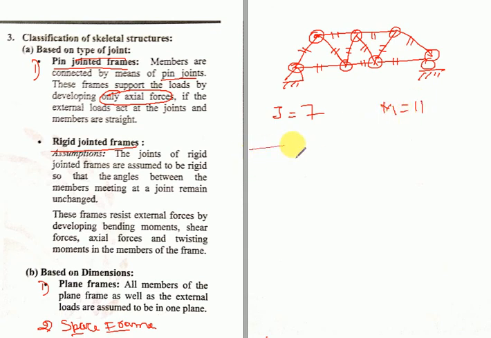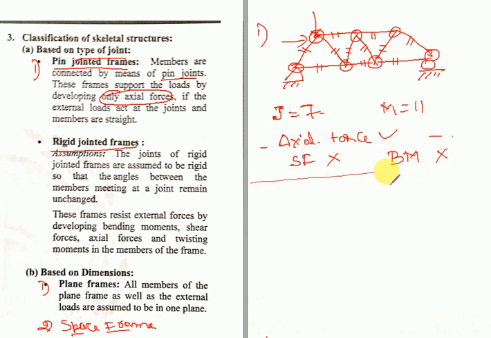But the point you need to remember here is, in case of these pin jointed frames, the load is applied only on the joints, and when the member is straight, only axial force is generated. In this first case, only axial force is generated, but shear force is not present and bending moment is also not present. That is because the load in this case is applied only upon the joints.